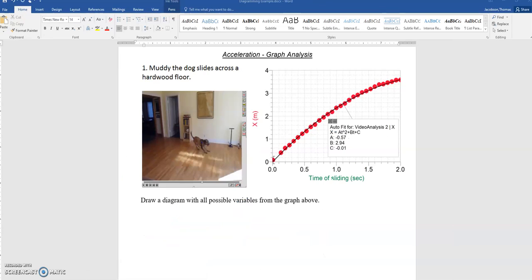Let's go ahead and do one more example. This is a worksheet we already did in class, and I'm just going to go ahead and diagram all the things that I can from the graph. In this case, I don't have all 5 variables like I did in the one problem I just did 2 seconds ago, but I'm going to label as much as I can.